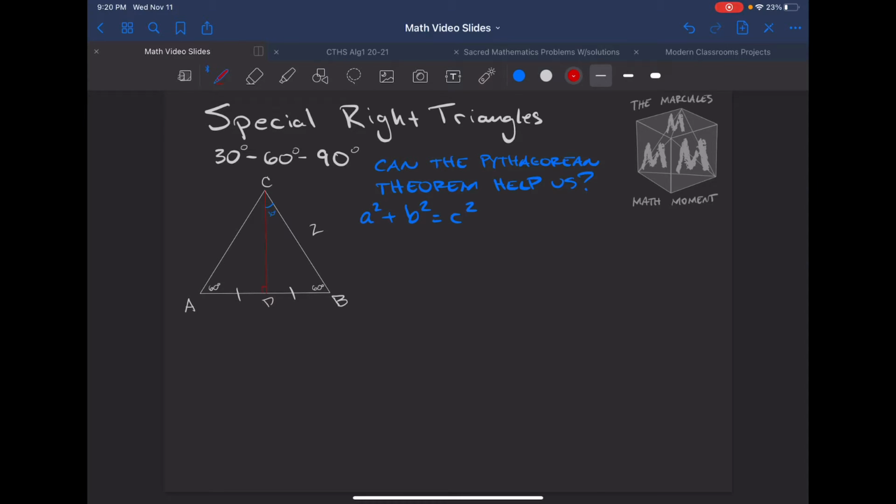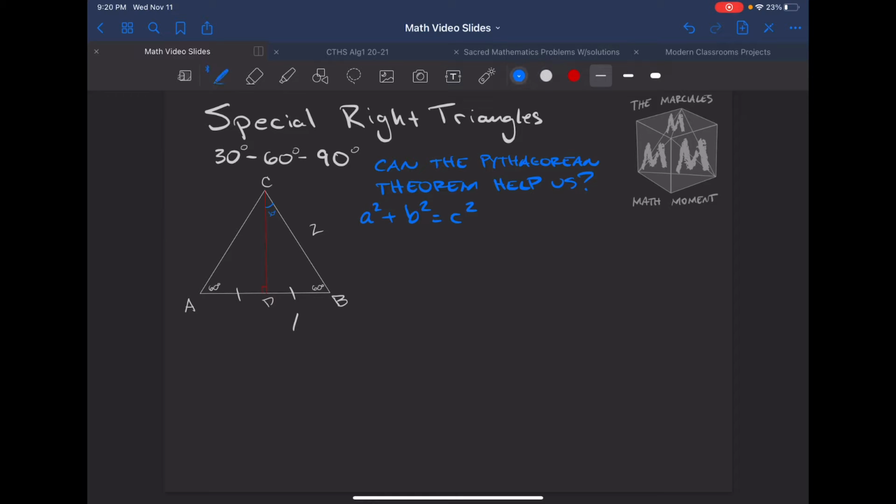So here I have an equilateral triangle with side length 2. So all the sides are 2. And then I draw an altitude from C down to point D. In an equilateral triangle, the altitude is also a median, so it splits the opposite side into equal parts. And so if CB is 2, that means DB is 1.